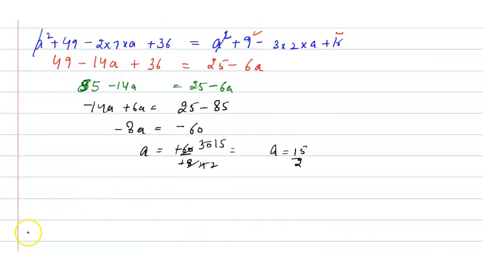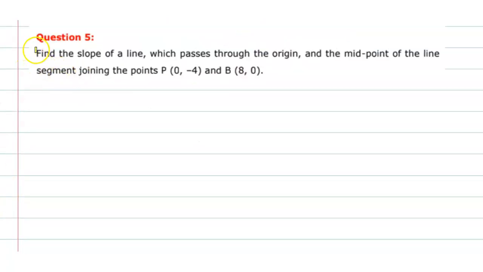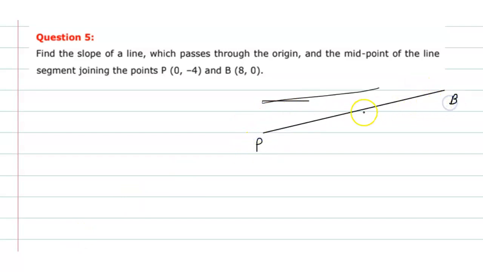Now move to the next question. Question number 5: find the slope of the line which passes through the origin and the midpoint of the line segment joining the points P and B. So you can draw a line here. This is the line, here are P and B, and we find the slope of the line which passes through the origin and the midpoint.